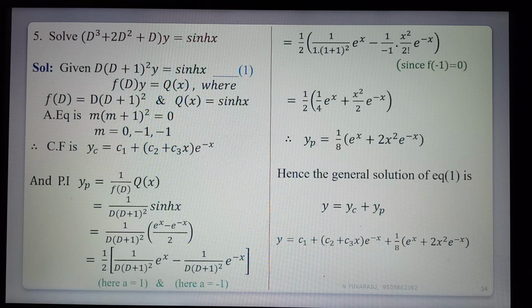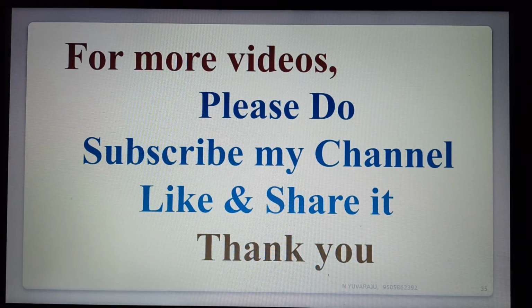So next example. Okay, thank you. This is type 1, when Q of x is equal to e power x, then finding yp.